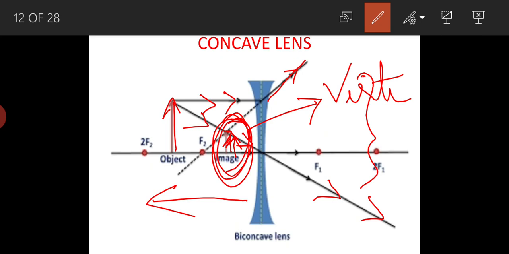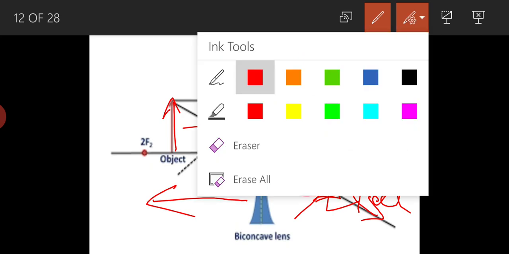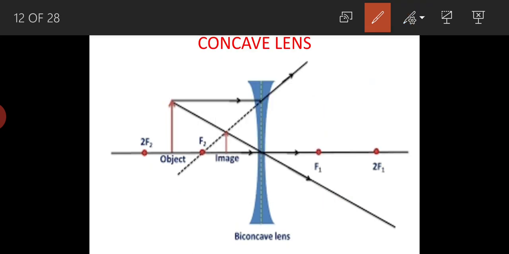And this is an erect image. Since all virtual images are erect, it is an erect image, and it is formed between focus and optic center. This is also important regarding 2 marks.